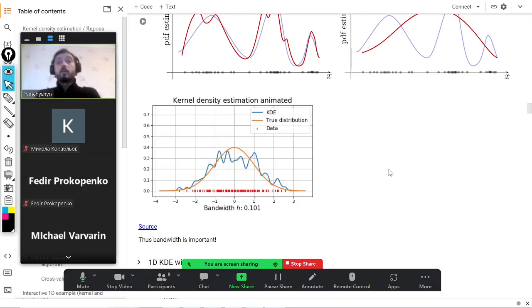Here's one more example for you, what happens when we are changing that bandwidth. At the beginning it doesn't look very good, and at the end it doesn't look good as well. So we start with heavy overfit, and we end up with heavy underfit. So we should find that one point in between overfit and underfit to get some meaningful result.